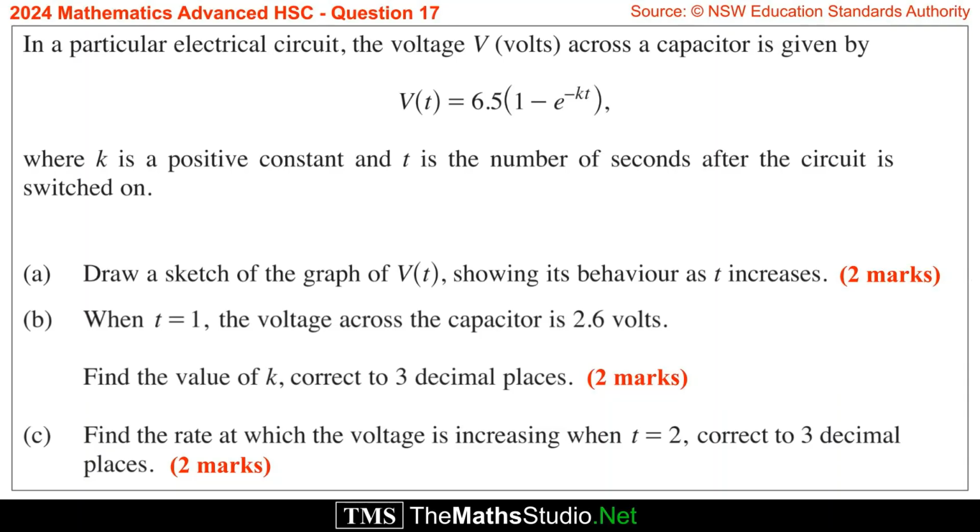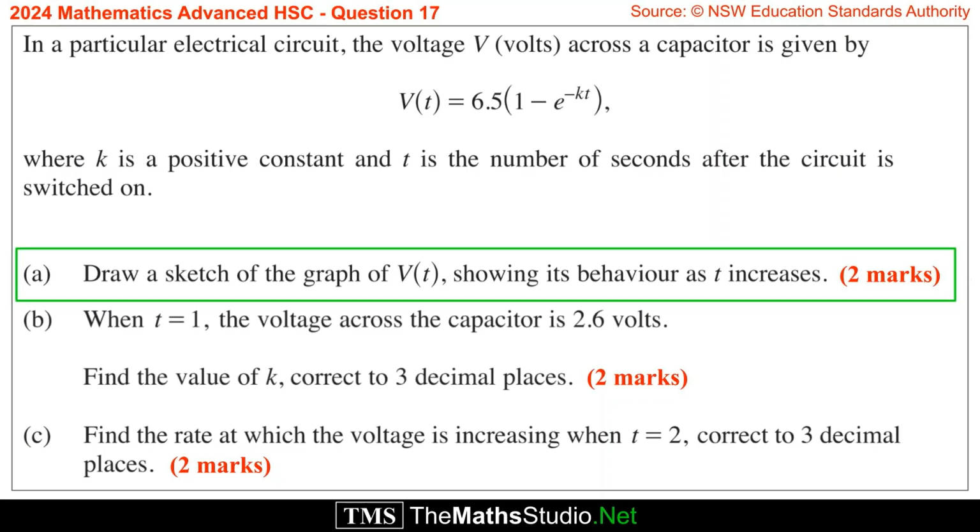Question 17. In a particular electrical circuit, the voltage V, in volts, across a capacitor is given by V(t) equals 6.5 times (1 minus e to the power of negative kt), where k is a positive constant and t is the number of seconds after the circuit is switched on. Part A. Draw a sketch of the graph of V(t) showing its behaviour as t increases.